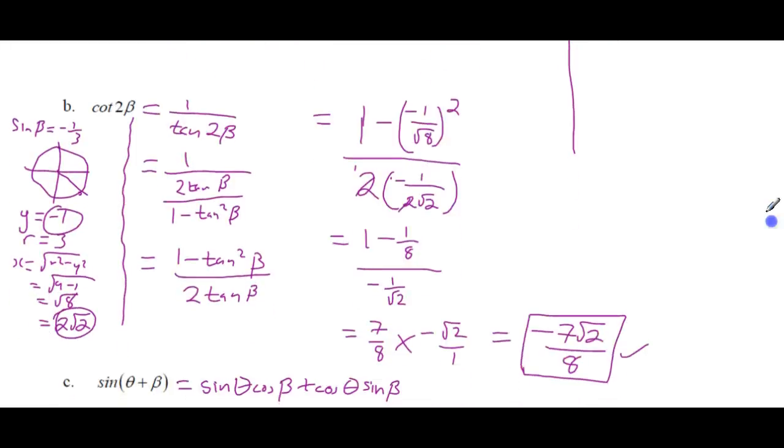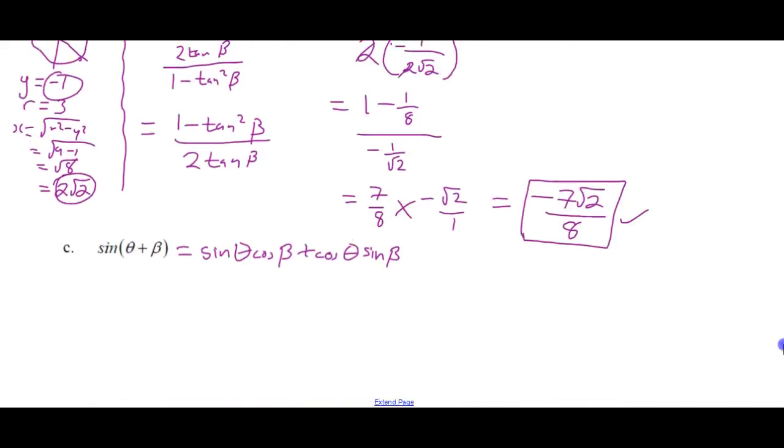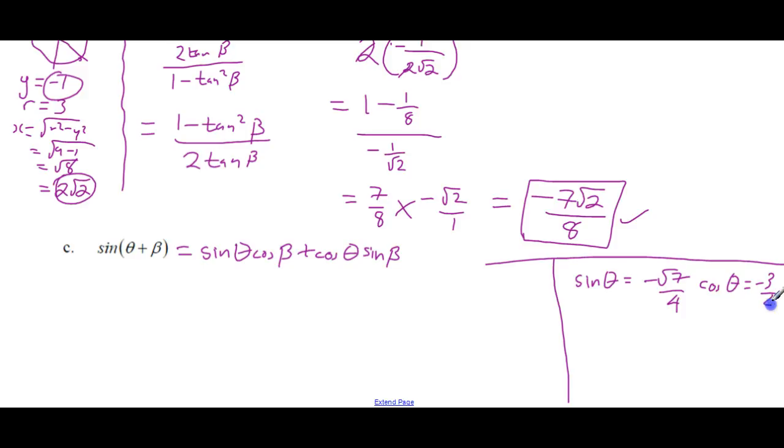And we already did some work with beta, so we know that cos of beta, which is a quadrant 4 angle, is positive. So cos beta is 2 root 2 over 3, x over r. Maybe we should write this down where we can see it. So sine theta is negative root 7 over 4, and cos theta is negative 3/4. That was given to us up here somewhere.